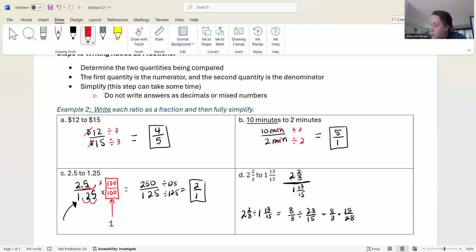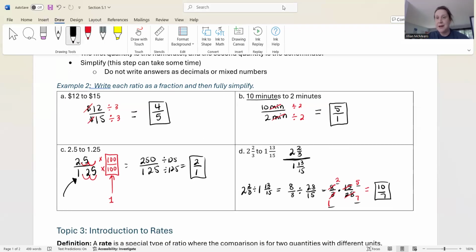So I happen to know that 3 will divide into itself 1 time and into 15 5 times. Okay? And then I also know that 28 and 8 are both divisible by 4. Okay? So 4 will go into 8 2 times and into 28 7 times. So let's clean this up. We're just going to multiply across. So I get 2 times 5 is 10, and then 1 times 7 is 7. So finally, we have a simplified ratio. When your ratio is simplified, the numerator and denominator will both be integer values, and they will have no common factors. Okay, so 2 and 2/3 compared to 1 and 13/15 is the same as 10 compared to 7.